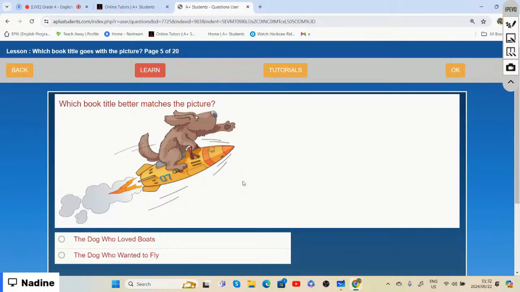Now we need to say which book title better matches the picture over here, right? Is it The Dog Who Loved Boats? Or is it The Dog Who Wanted to Fly?